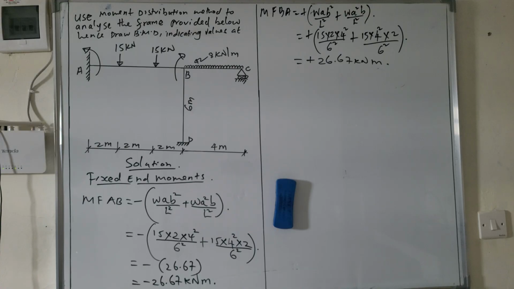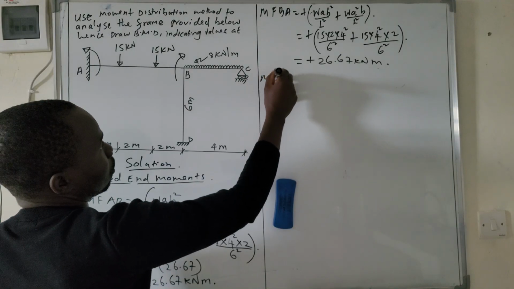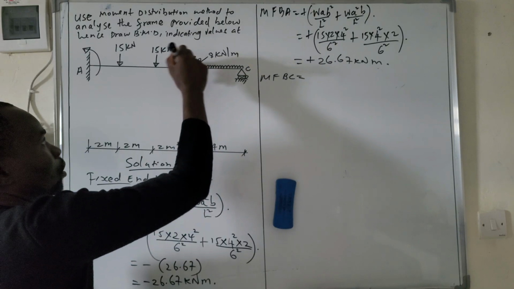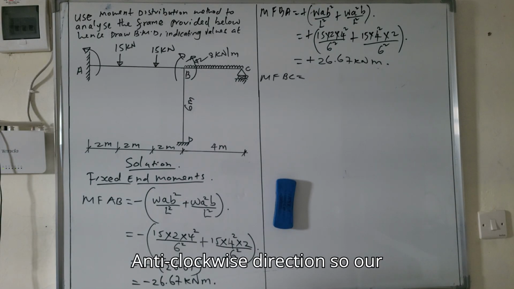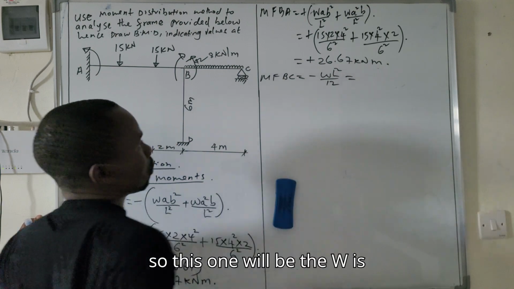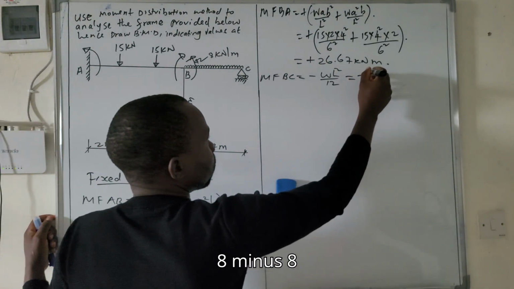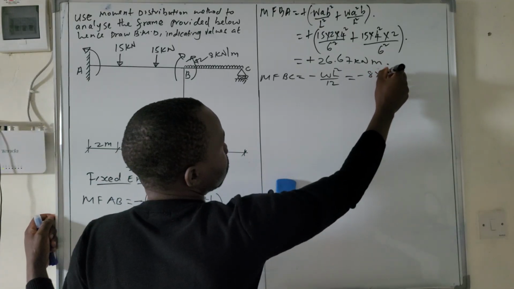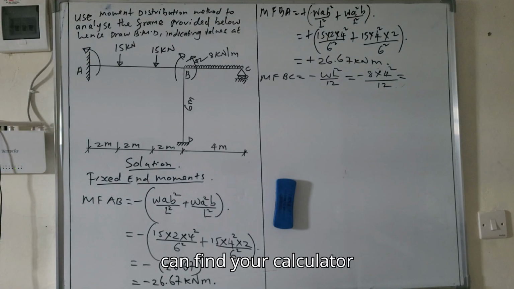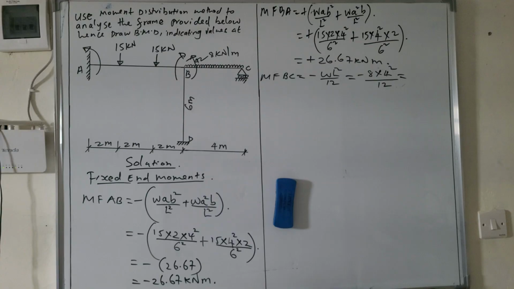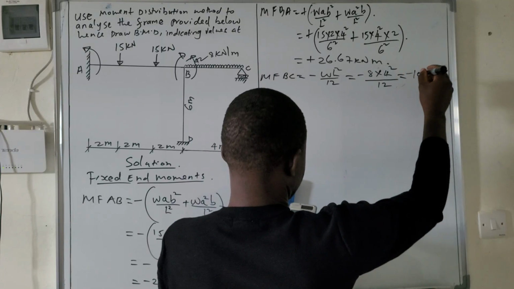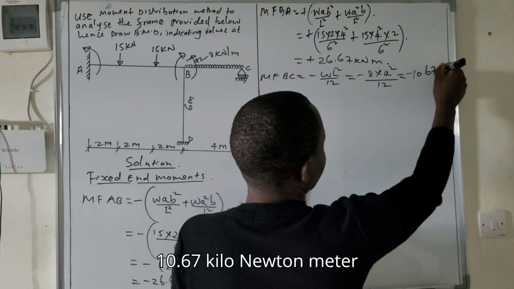We proceed to BC. So this is BC. This moment is moving in anti-clockwise direction. So our formula will be minus W L squared over 12. So the W is 8, minus 8 times L, which is 4, squared over 12. So our final answer, you can punch your calculator, is minus 10.67 kilonewton meter.